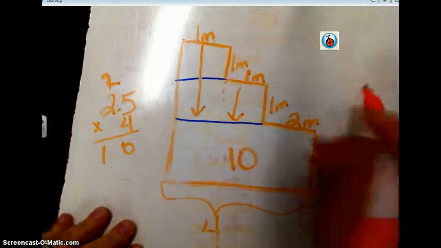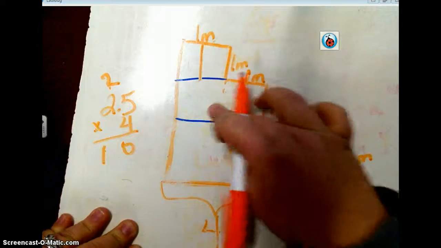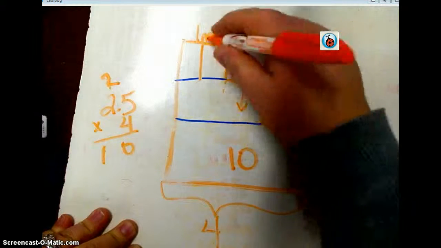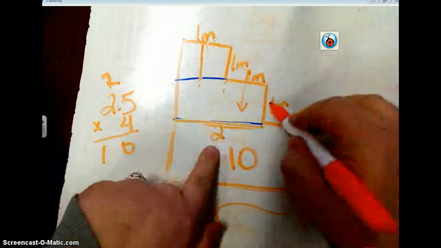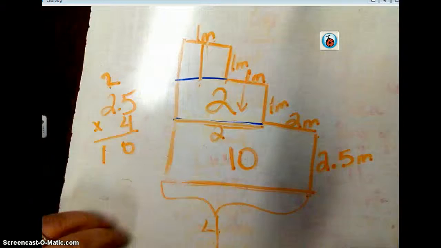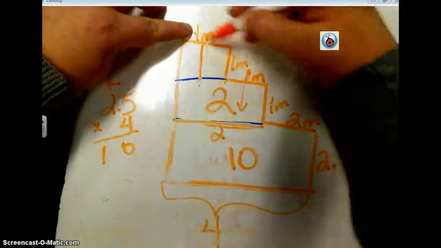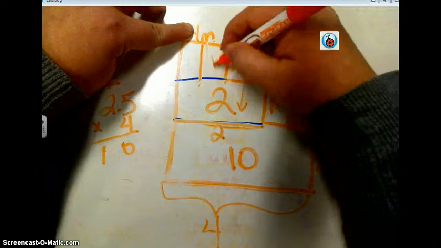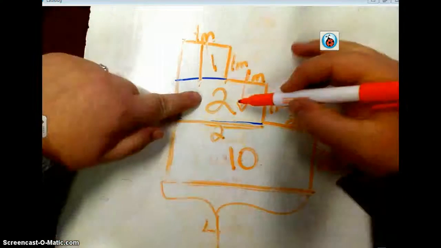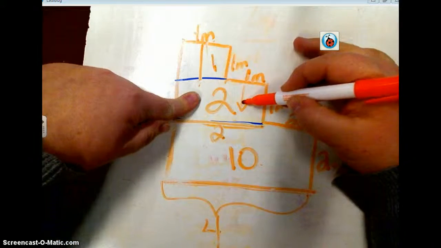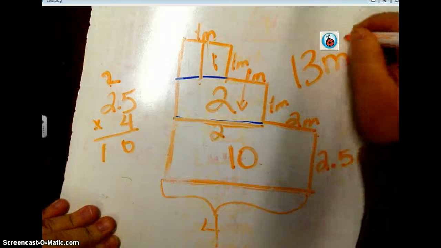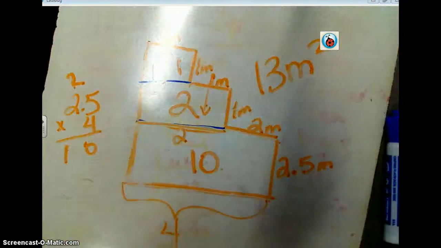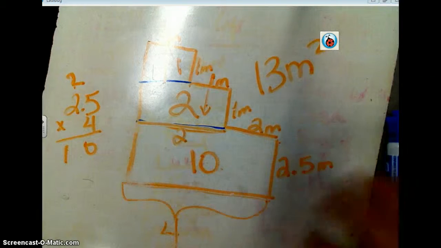Okay? Now I have to do this shape right here. So 1 comes down and 1 comes down, so this part here is 2. 2 times 1 is 2. Here I have 1 times 1. 10 plus 2 is 12, plus 1 is 13. I got it right. It should be 13 meters squared. All right.